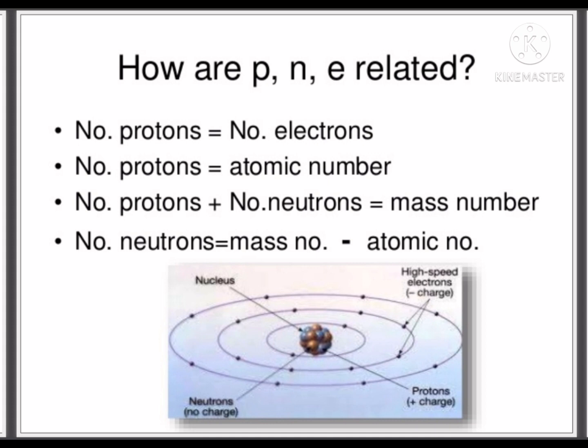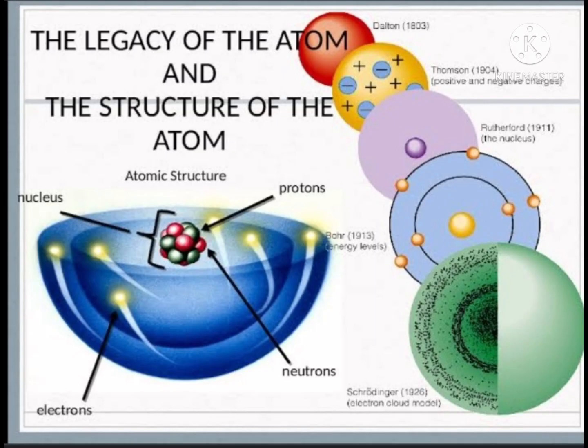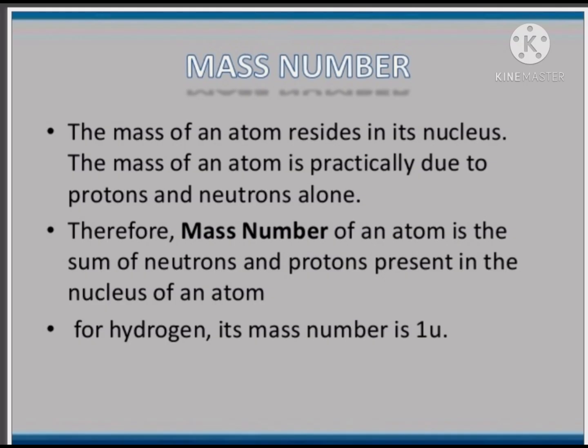Number of neutrons is equal to mass number minus atomic number. The legacy of the atom and the structure of the atom: first model by Dalton, then Thomson, then Rutherford, Bohr, and last Schrodinger's wave equation or Schrodinger's model of an atom.